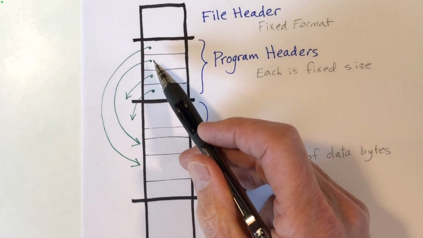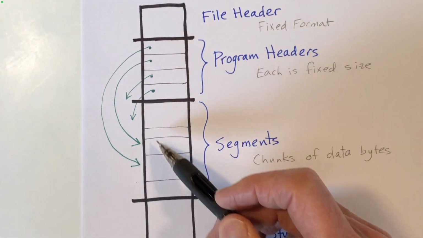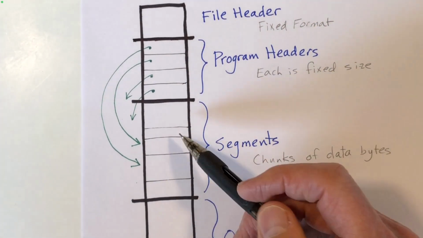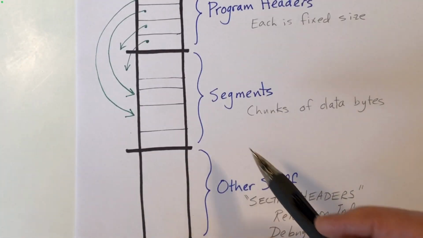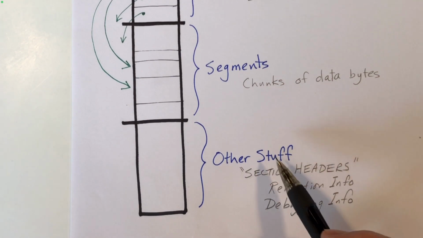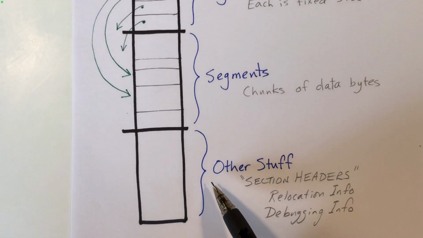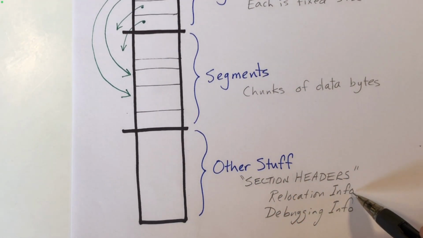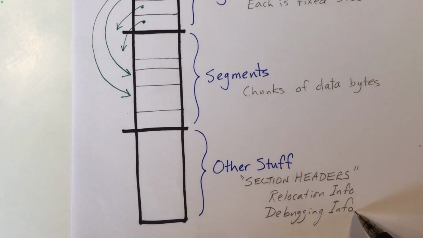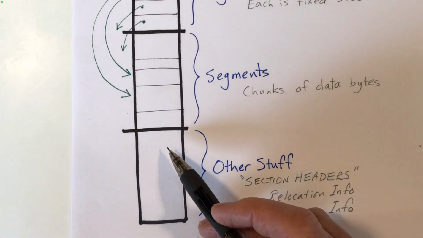Each segment will be pointed to by exactly one program header, and that will contain information about where in the executable file the segment is located. The segments can be followed by some other stuff. For example, we can have something called the section headers. In the case of relocatable files, this would contain information about how to relocate the machine code that's in the segments. We could also have some information about debugging and so on. I won't be looking at this section header stuff at all.